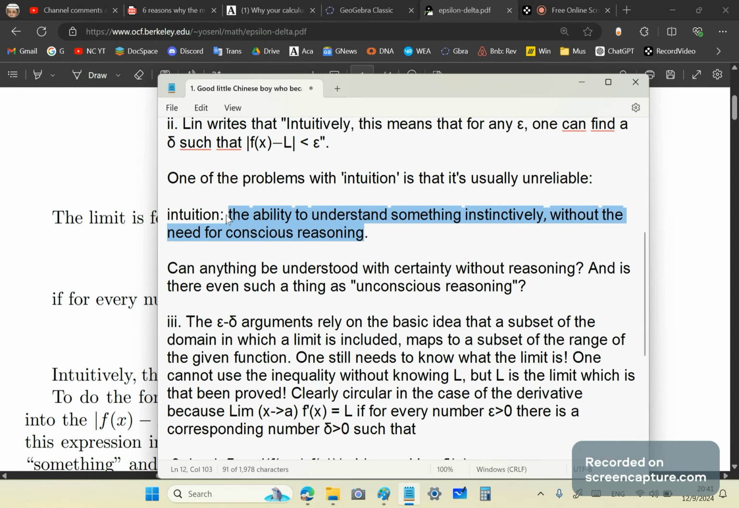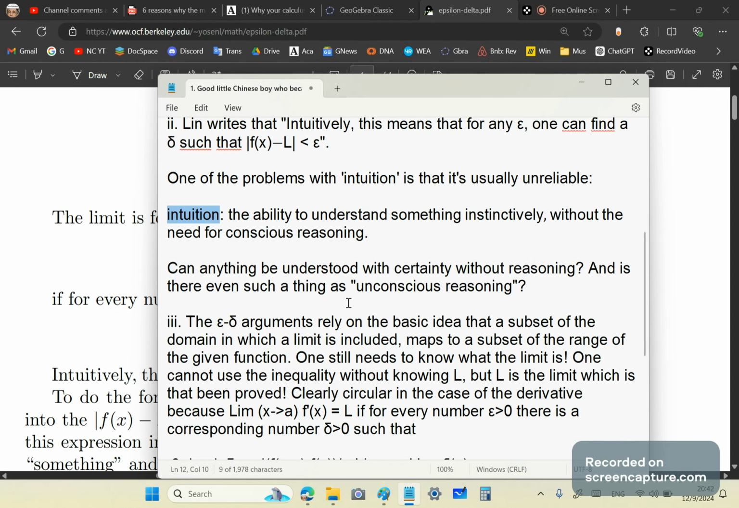Read that a few times, stop the video and think about that. Okay, so Lin uses this word because his professors used it, and the morons before his professors used it. And it's being used in thousands of textbooks. Okay, it's a garbage word which shouldn't even be in the dictionary. So let me ask you a couple of questions. Can anything be understood with certainty without reasoning? Think about that. Anything. And is there even such a thing as unconscious reasoning? And if there were, would it be reliable?